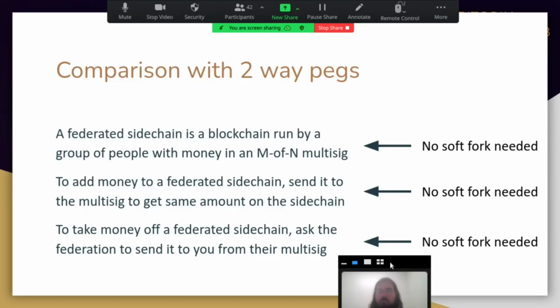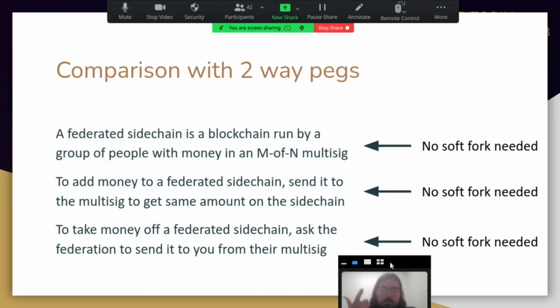Basically, to add money to this sidechain, you send it to that multisig, you send it to this group of people. They credit you with the same amount on the sidechain, or usually that part happens automatically. And then if you want to get off the sidechain, you just tell them, here's my proof that I own this money on the sidechain. I'm done using it, so I want to go back into Bitcoin. If you have 5 Bitcoins on the sidechain, they will send you 5 Bitcoins out of their multisig. And as long as they don't steal it, that works great. I think this is a pretty awesome solution.